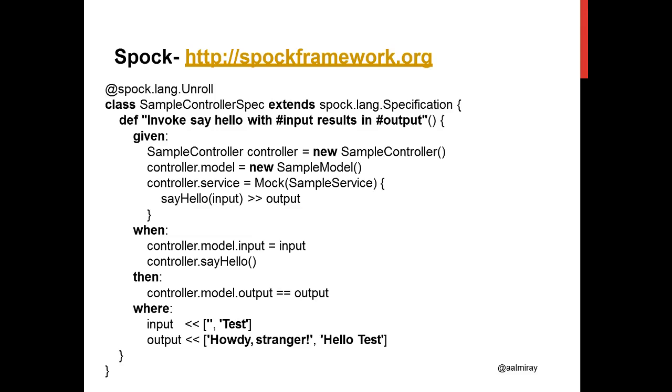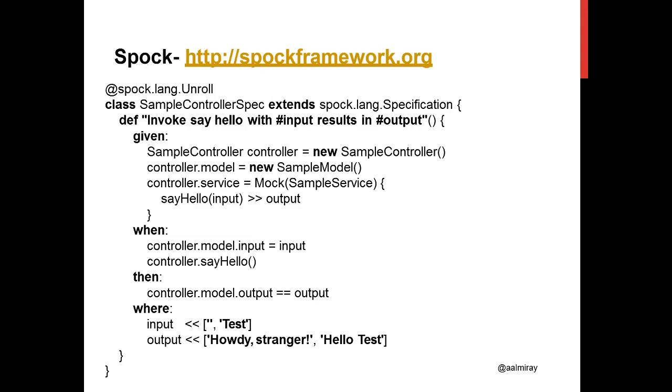Now the placeholders that you see at the top in the method name should have the actual values for every iteration. In order to see that in the report, in the HTML report, and even in the IDE report, we annotate the class with another annotation called @Unroll. So when I run this test case and I get the report, I will see something like "input say hello with empty string results in test."